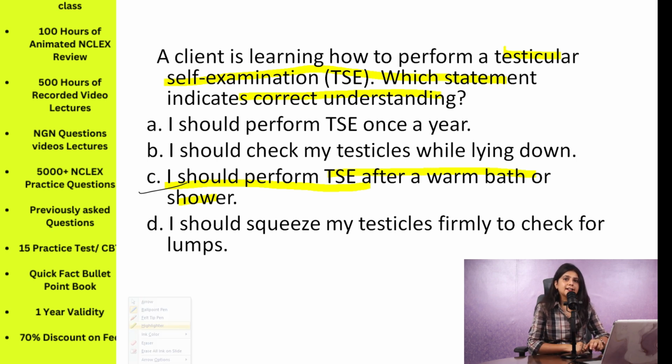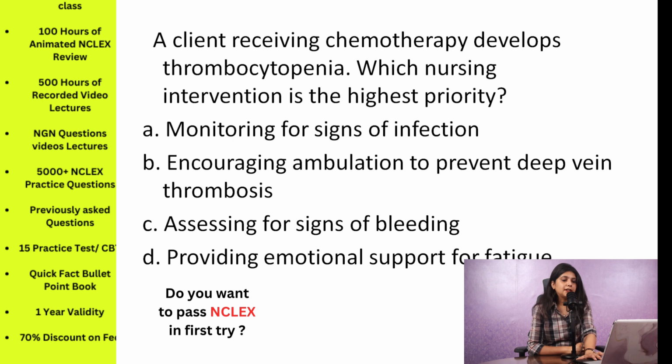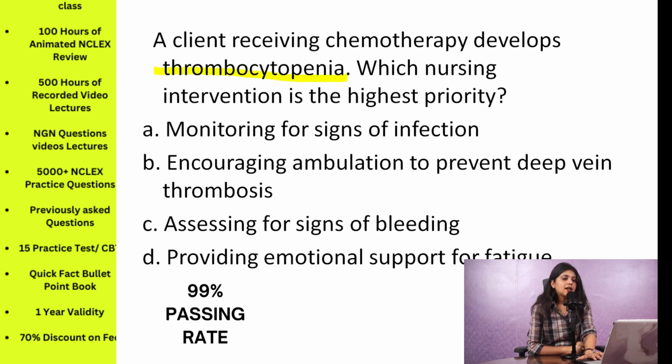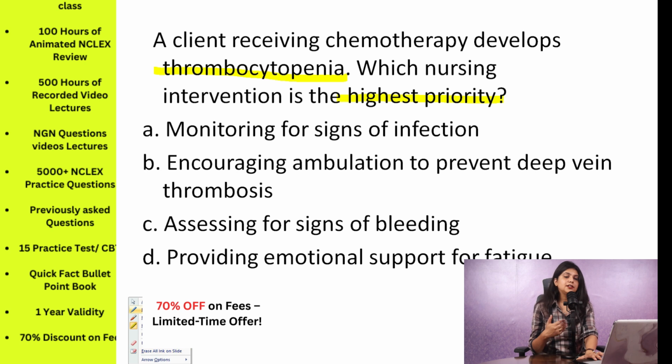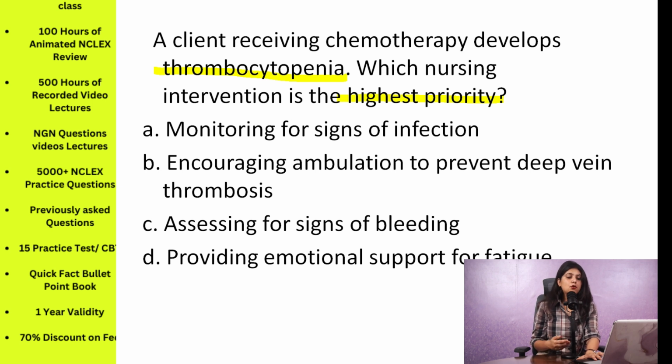Now let's see how you'd handle this next challenge. A client receiving chemotherapy develops thrombocytopenia. Which nursing intervention is the highest priority? A. Monitoring for signs of infection. B. Encouraging ambulation to prevent deep vein thrombosis. C. Assessing for signs of bleeding. D. Providing emotional support for fatigue.